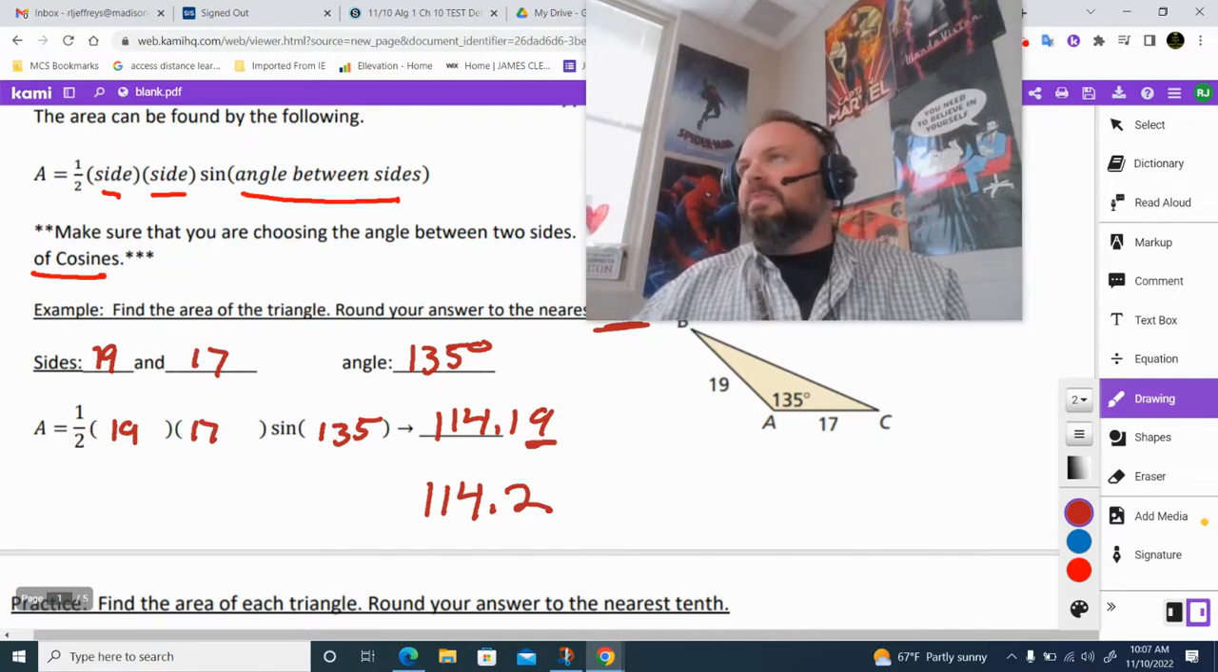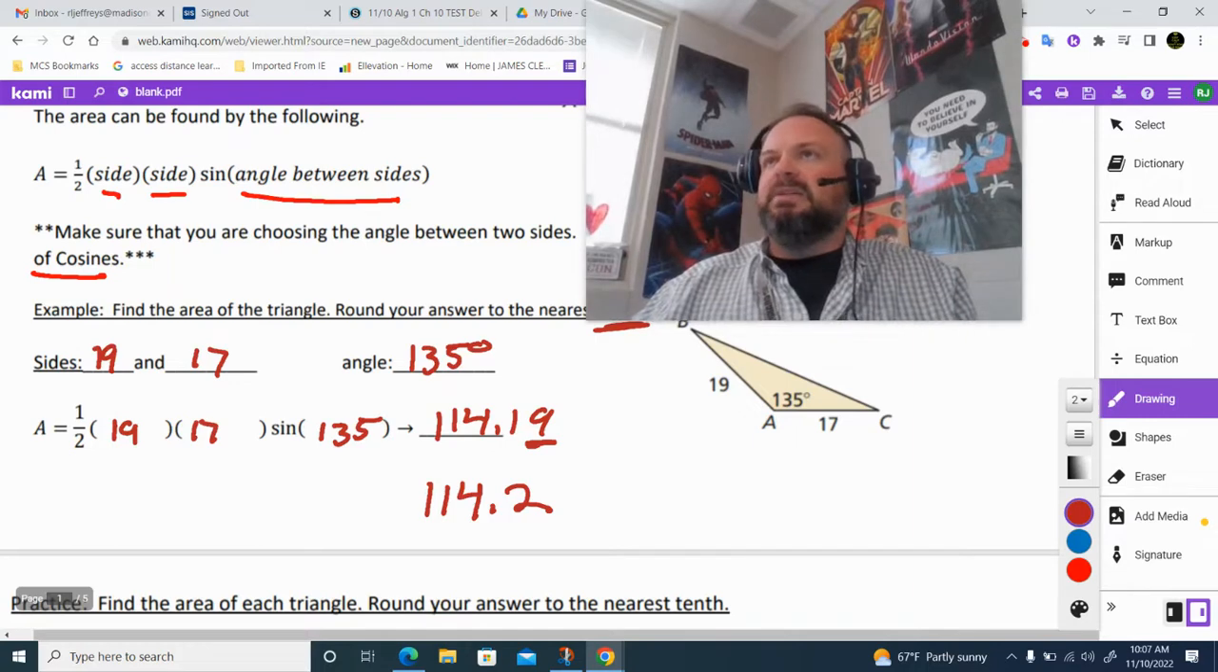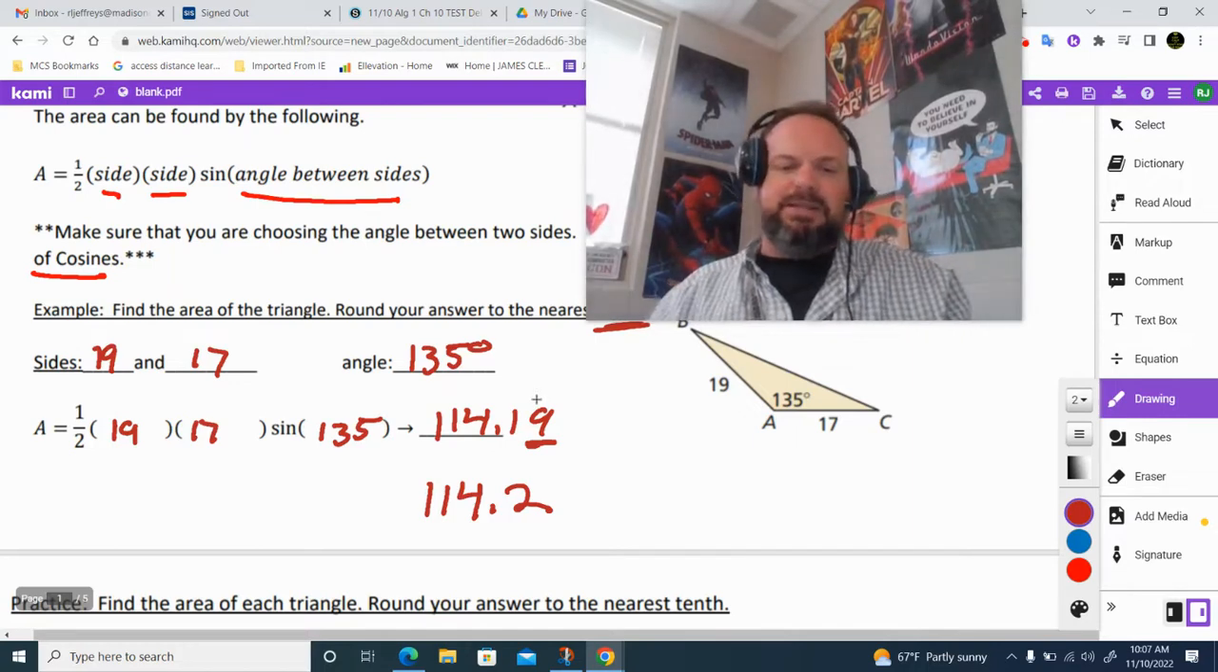Now, I'm not going to make you put units squared or anything. I'm like meters, yards, hectokilometer. No, I'm not going to do any of that.